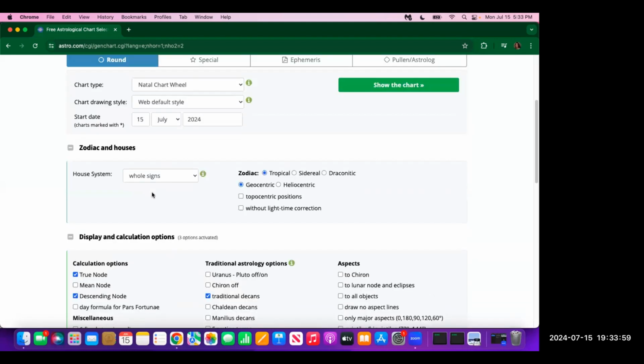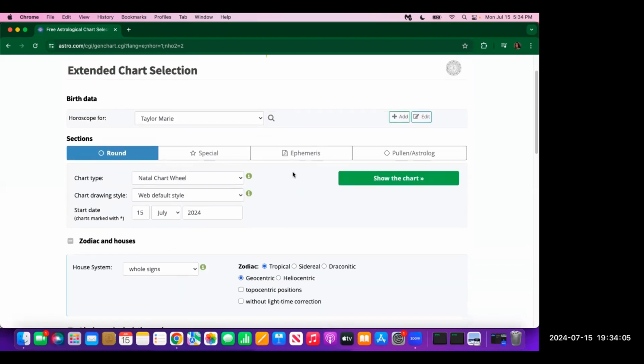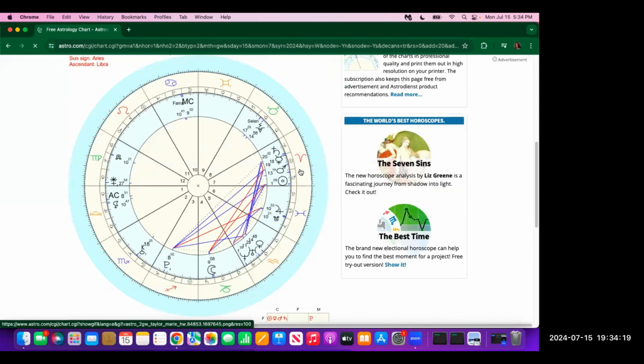And once we have all of our settings the way that we want them, the way that we feel good and confident going into it, we could scroll back to the top, and towards the right, there's going to be this green bar right here that says show the chart. And that's when you would click that. And then it should show you your natal chart, and you should be able to see the circle with the 12 houses and all of the signs.